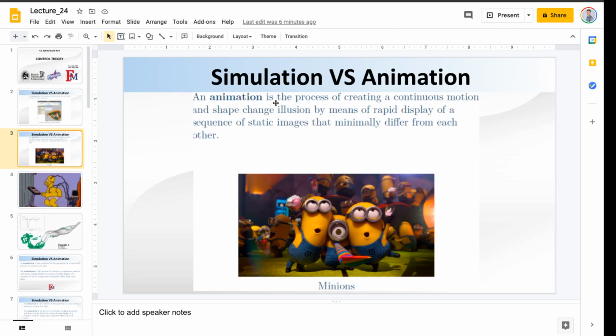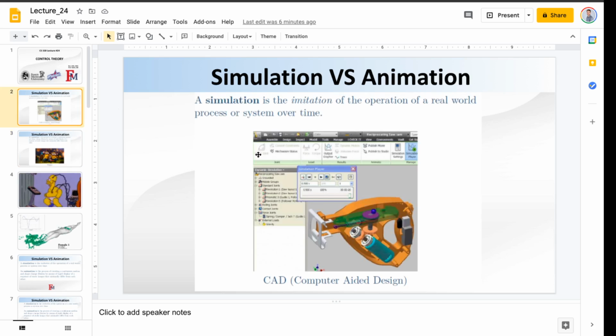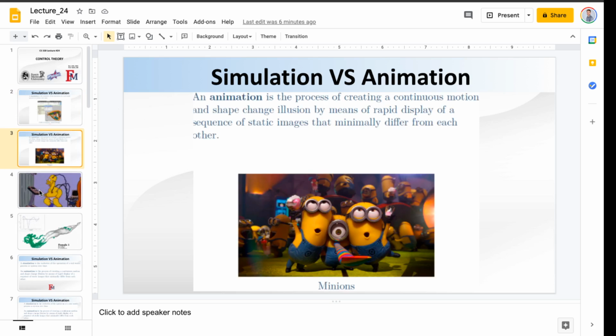And what is animation? Animation is just the process of creating a continuous motion. Animation, like Minions, right? Any Pixar cartoon, any cartoon is just an animation. It doesn't have to simulate anything, so you can draw whatever you want. You can draw a basketball. Somebody throws a basketball, and it goes into space. That's of course impossible, so that will be just animation, not simulation. Please learn those terms.